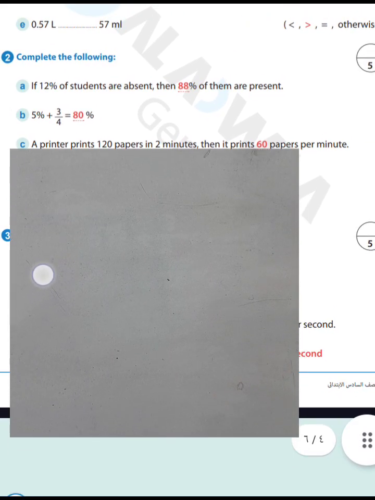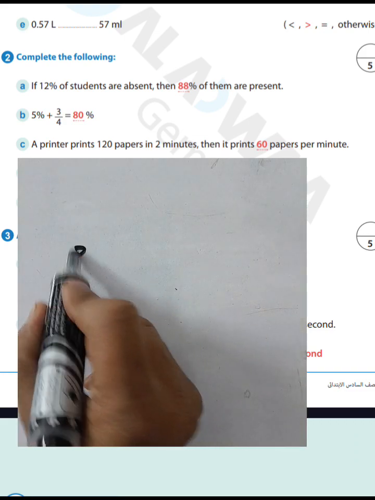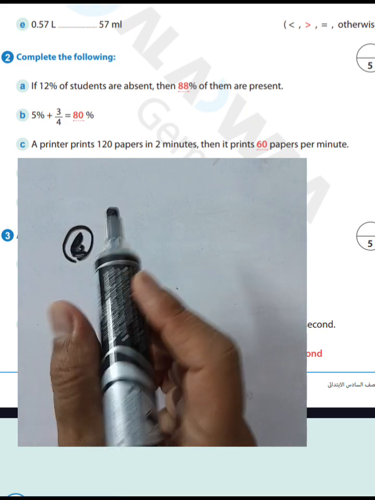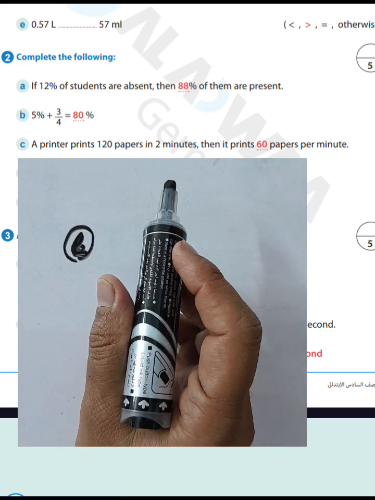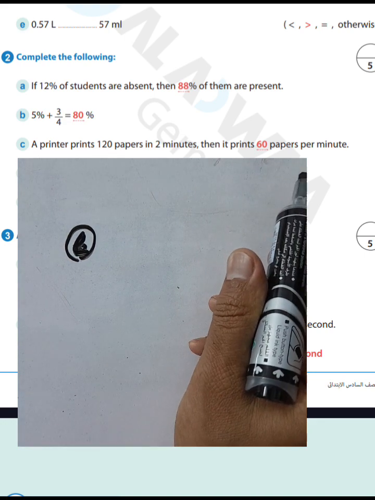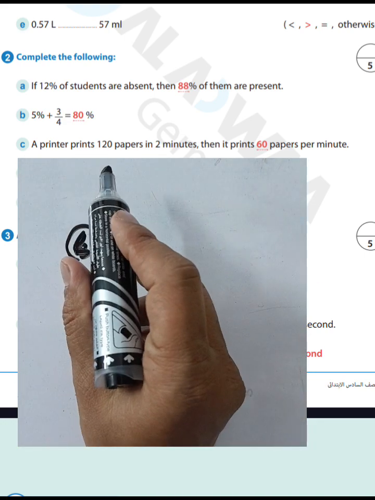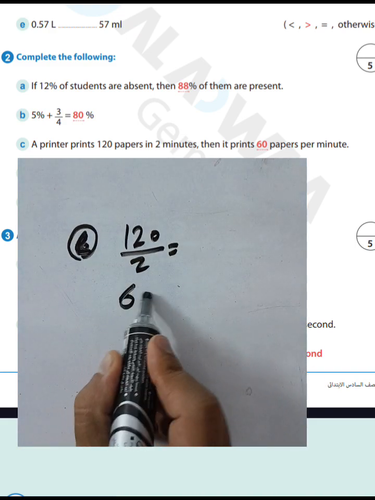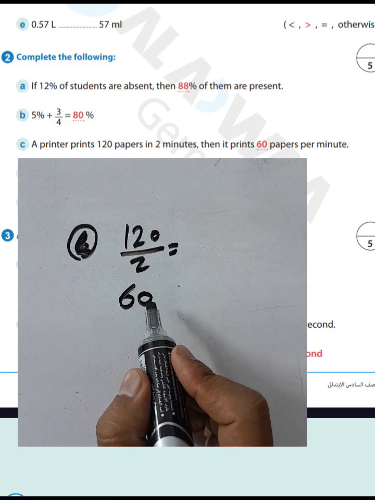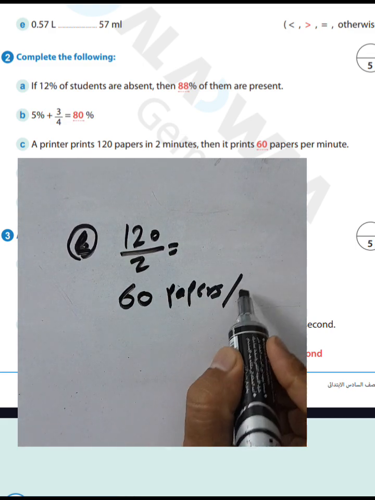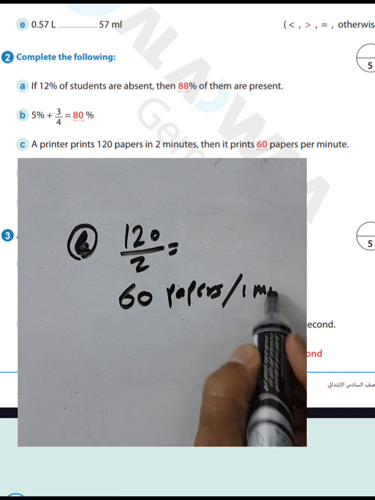Question letter C. A printer prints 120 papers in 2 minutes. Then it prints how many papers per 1 minute? We can write 120 divided by 2 equals 60. We want to find the unit rate here. 60 papers per 1 minute.